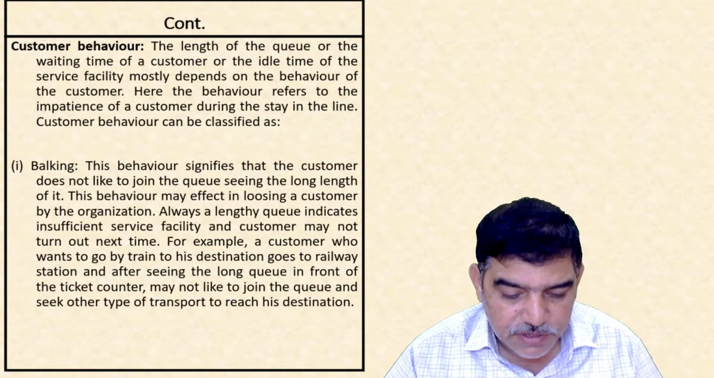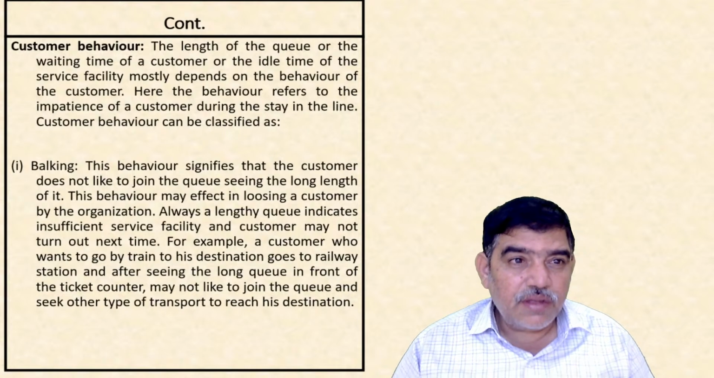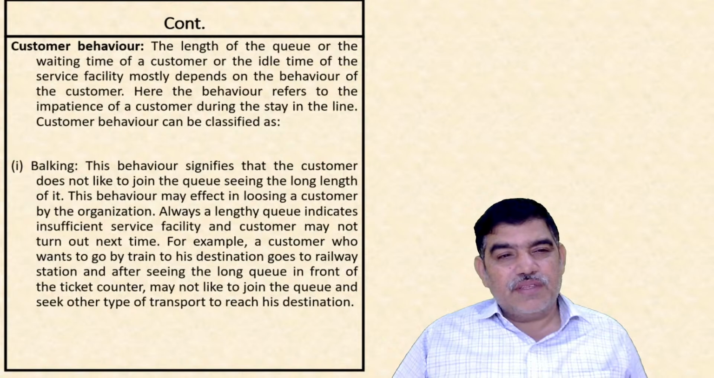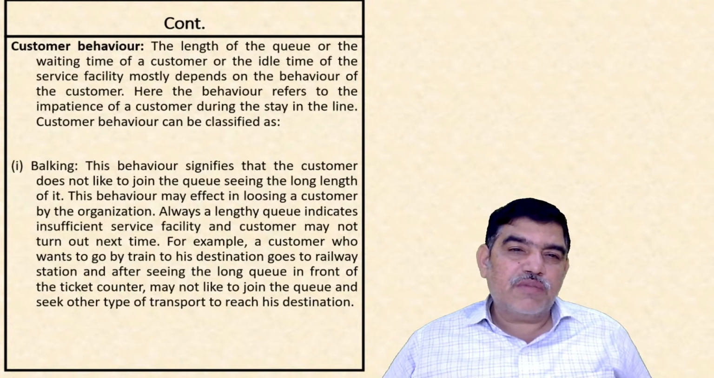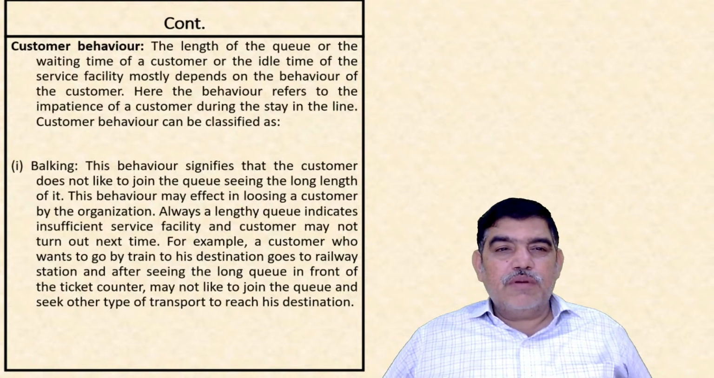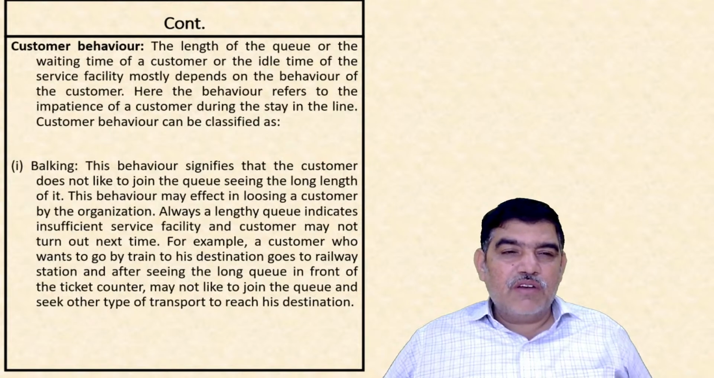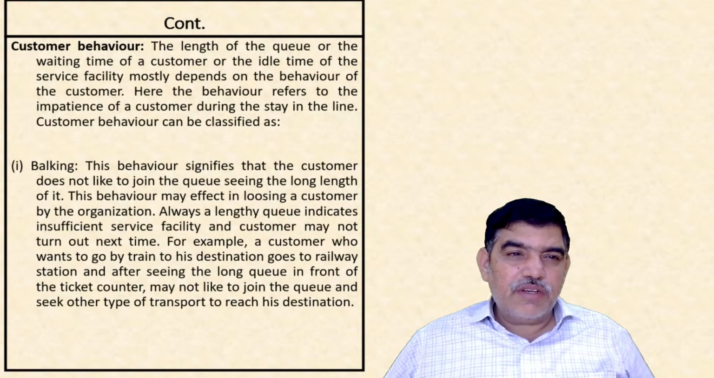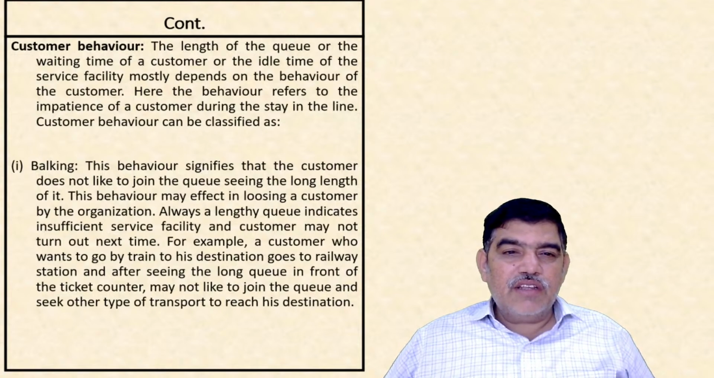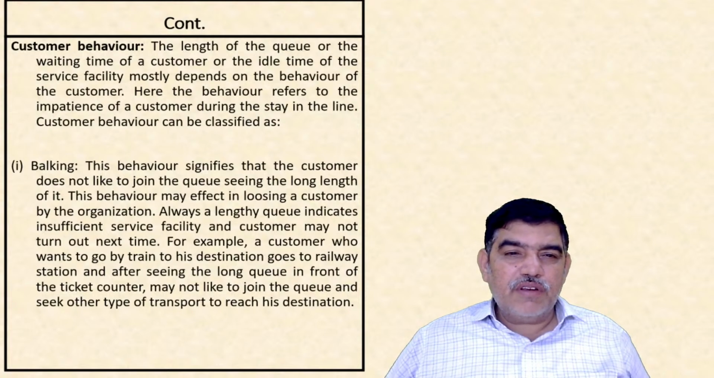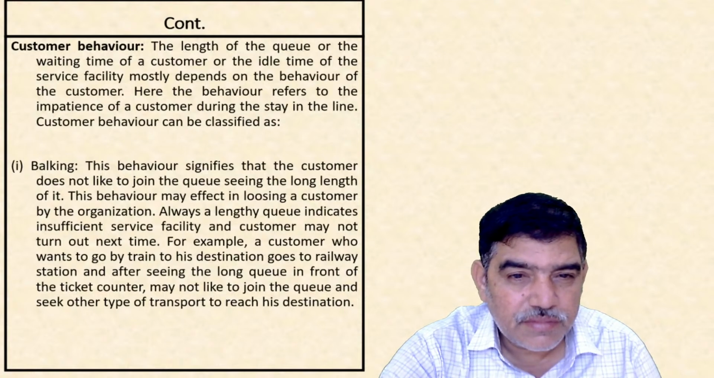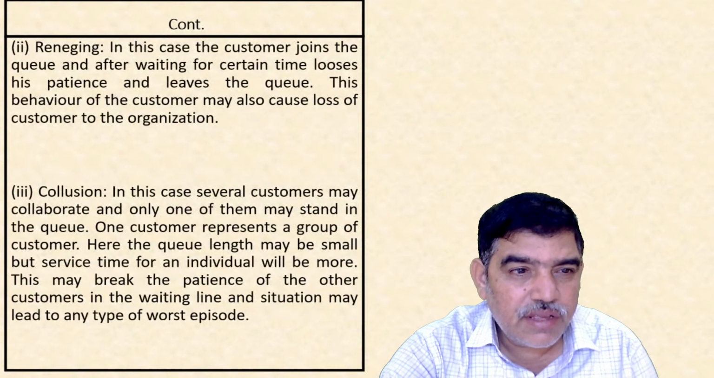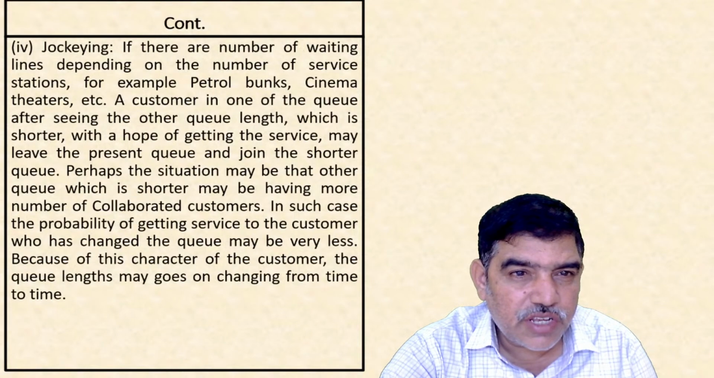Then customer behavior. Customer behavior is one important component. The length of the queue, the waiting time of a customer, or the idle time of the service facility mostly depends on the behavior of the customer. The customer behavior always depends on the waiting time of a customer, the idle time of the service point, the service facility, and so on. Here the behavior refers to the impatience of a customer during the stay in the line. Customer behavior can be classified as balking, reneging, collusion, and jockeying.